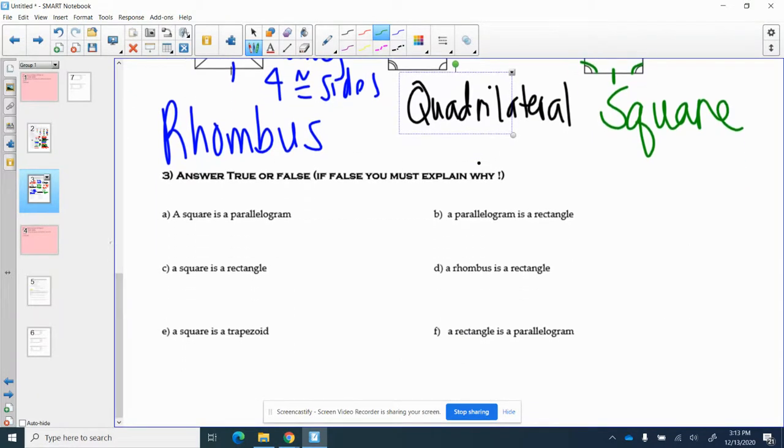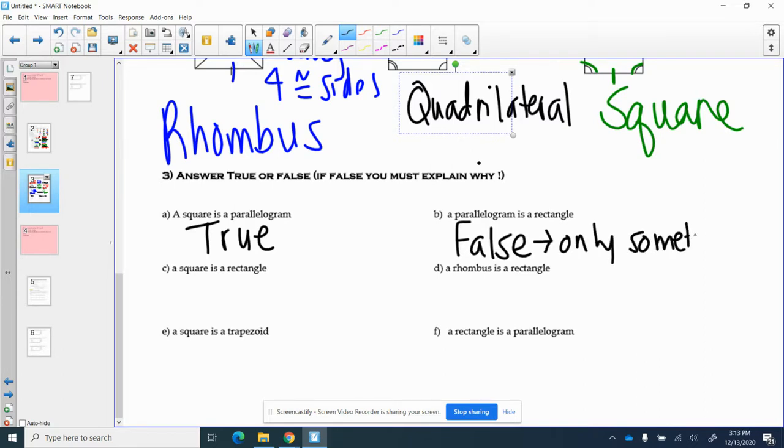Now, the last piece of today is identifying whether these statements are true or false. And if they are false, we're going to explain why. So the first one, a square is a parallelogram. Well, we know that is a true statement, right? All squares are parallelograms. Now, are all parallelograms a rectangle, like in letter B? That is false. A parallelogram is only sometimes a rectangle because sometimes it might just be a parallelogram, maybe it's a rhombus. We don't know, so only sometimes.